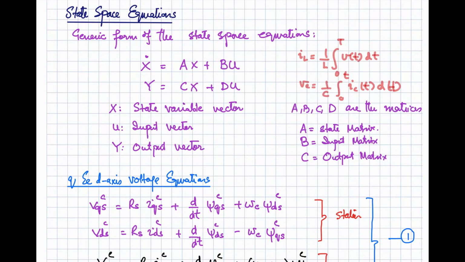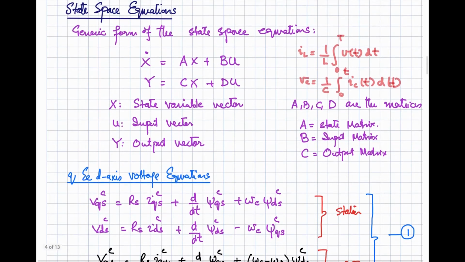Okay, so let's now formulate the standard state space equations, and then we will write them in the standard form. So over here you need to have the derivative, the rate of change of your state variable.